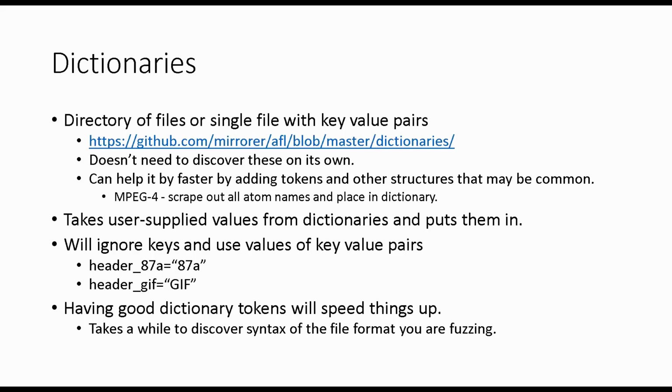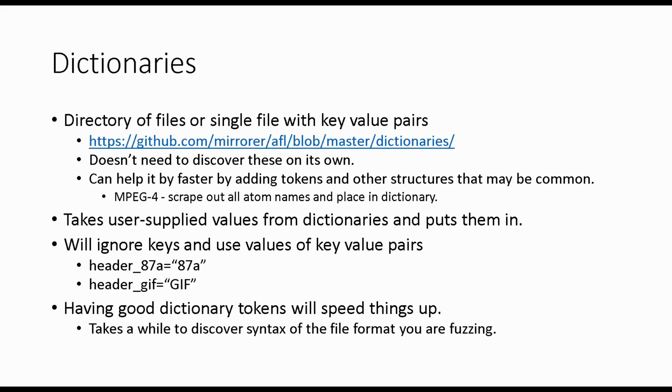If you really do have a good dictionary, then that can really speed things up. The reason is, like our JPEG example early on, eventually it can discover and find the syntax of a file format that you're fuzzing. But if you can make it easier for it and speed it up, why not? So that, I mean, 8.7a, that's something that needs to be in a GIF header.